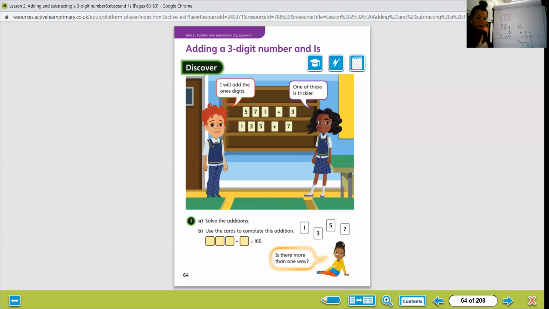Perfect. So hopefully you know that actually they are the same. It's just our ones column has been switched around. That's all that's happened. It's just switched around the other way. 7 add 3, 3 add 7. It's exactly the same. Wonderful. Now let's have a look at the next screen.